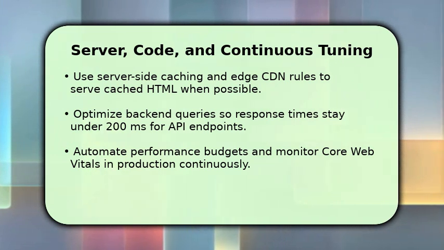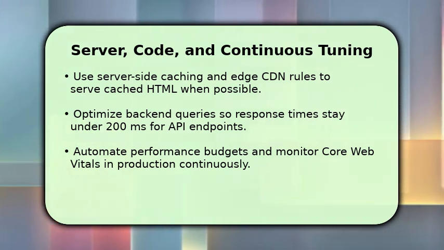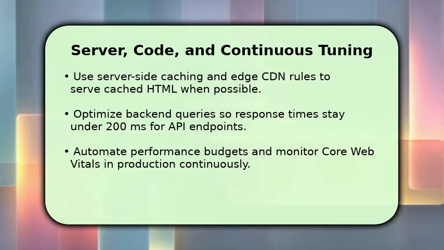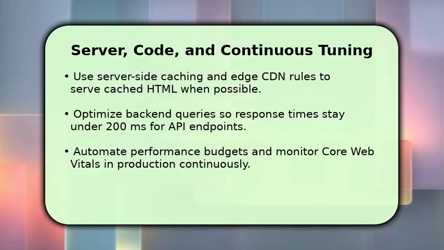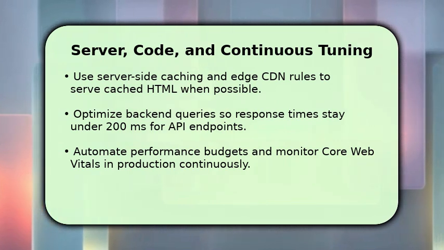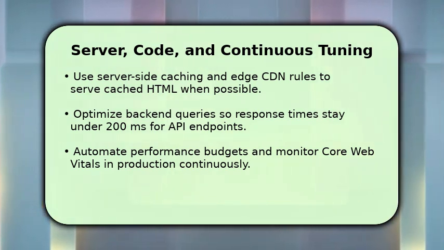Optimize backend queries so response times stay under 200 ms for API endpoints. Implement lazy loading for below-the-fold content and preconnect to critical origins. Automate performance budgets with CI checks and fail builds that exceed thresholds. Monitor Core Web Vitals in production continuously and iterate based on real user metrics.